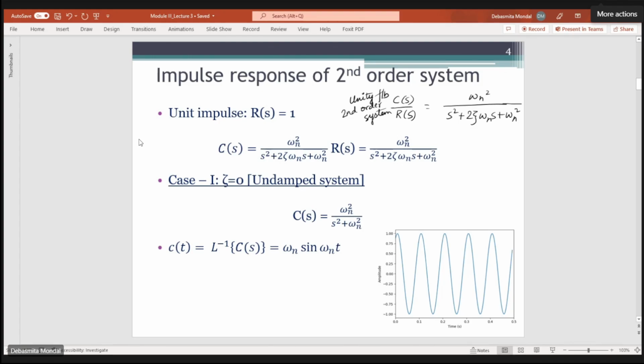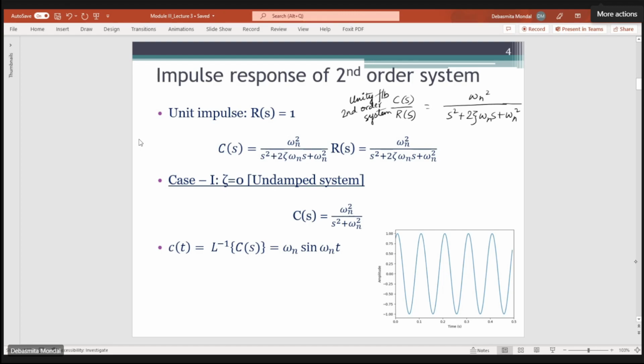So given these conditions, we are expecting that if we have a different kind of input, then the system will also perform in the desired manner. Okay, so that is why we need to study the time response of any given system for a set of standard test signals.